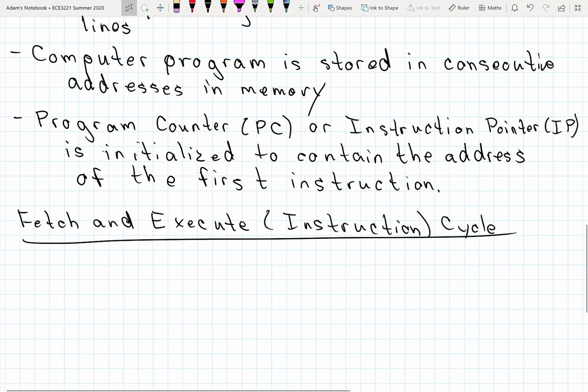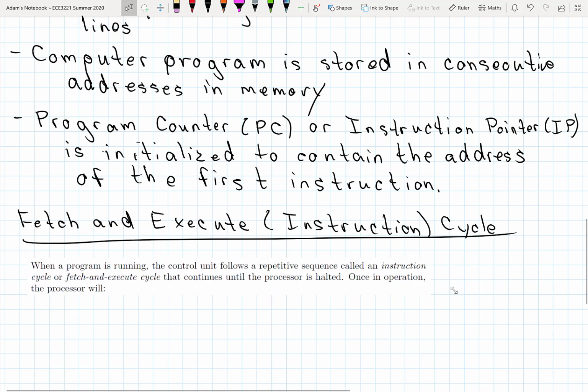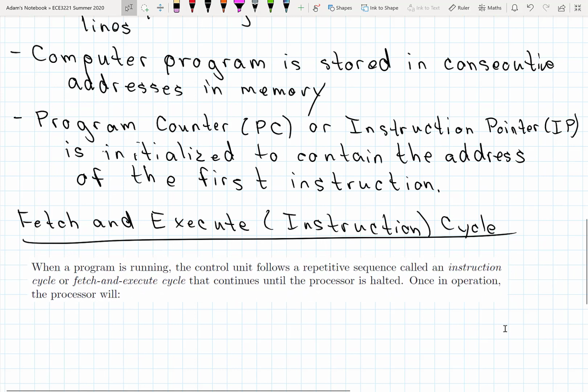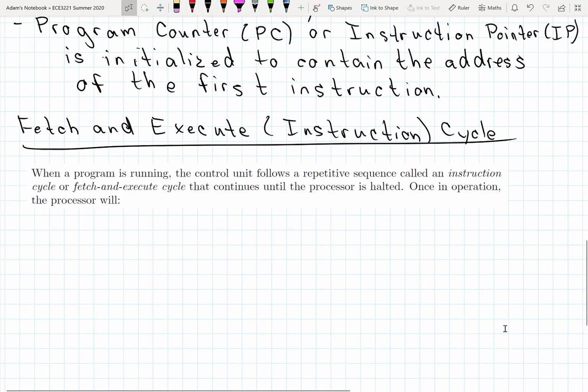The fetch and execute or instruction cycle is, and I'm going to copy and paste these statements out of the notes because it's a very precise definition, and there's no point in me rewriting these. The fetch and execute cycle is when a program is running and the control unit follows this repetitive sequence that continues until the processor is halted. Okay, and that sequence, once in operation, has the processor doing the following.